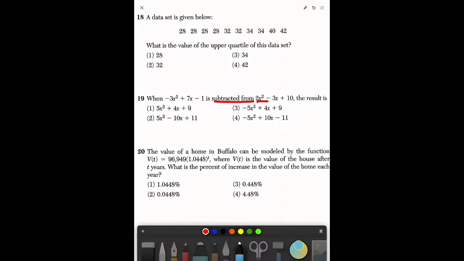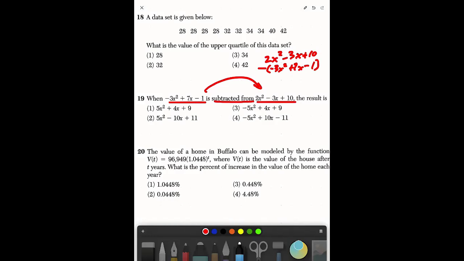So this is what we start with, and this is being subtracted from that. This is being taken away from that. So this is what it should look like: 2x squared minus 3x plus 10, subtracting a negative 3x squared plus 7x minus 1.